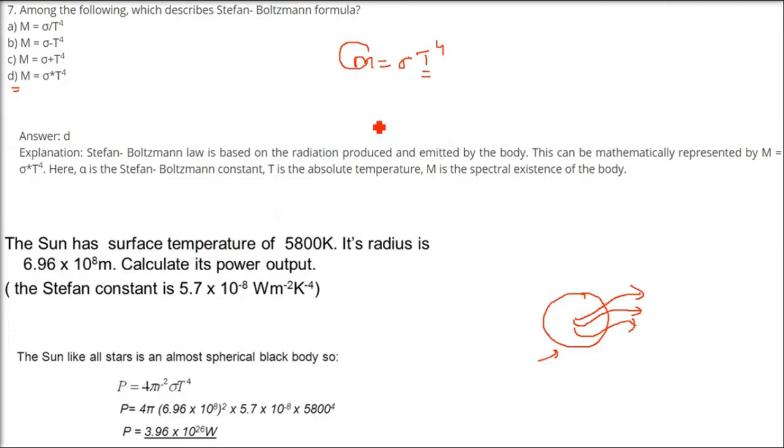I'll give you an example to better understand this. For example, the sun has a surface temperature of 5800 Kelvin. Its radius is 6.96 into 10 to the power 8. Calculate the power output. To get power, you also need an area. The sun is a sphere, so the surface area is 4 pi r square. We use the sigma as I told you, and the temperature is 5800. In this formula, we always use temperature in Kelvin.